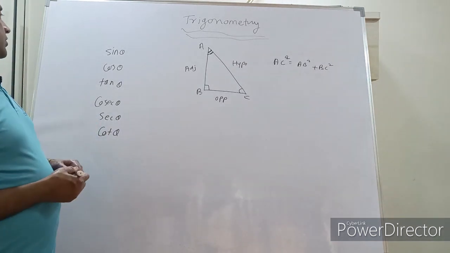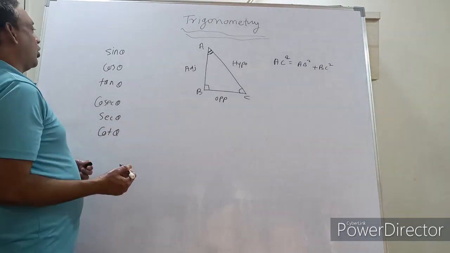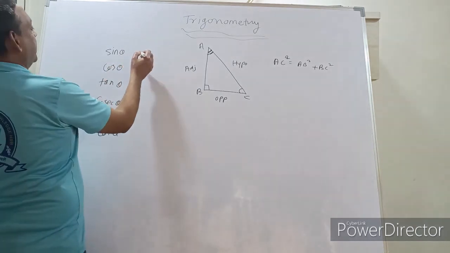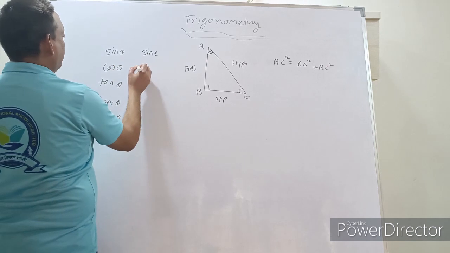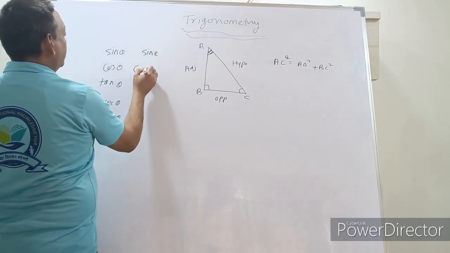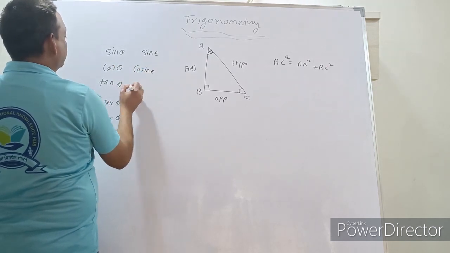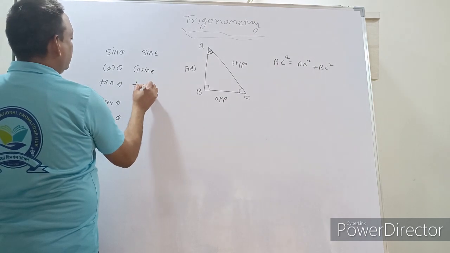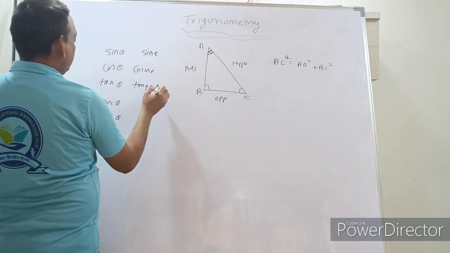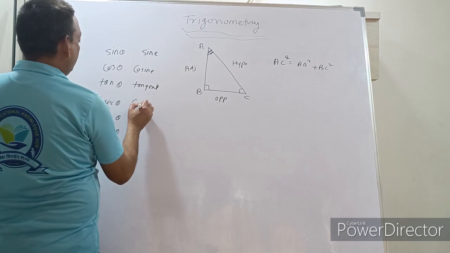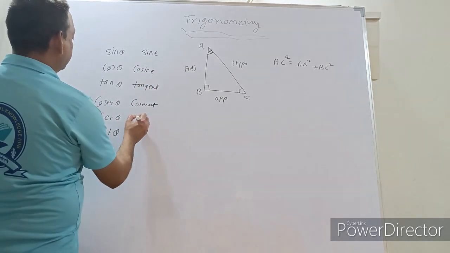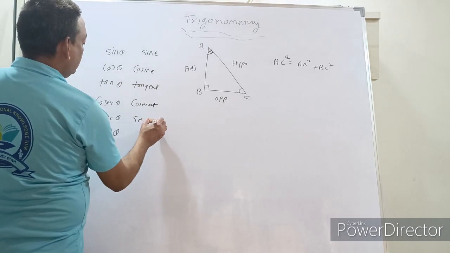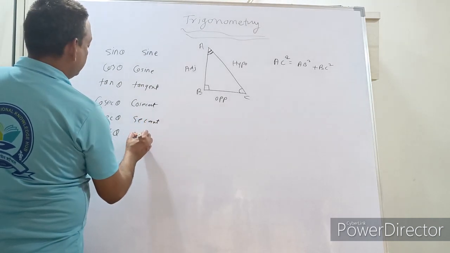Okay, sine is actually the short form of sine, cosine. This is tan, which is tangent. This is cosecant, and this is secant, and this is cotangent.